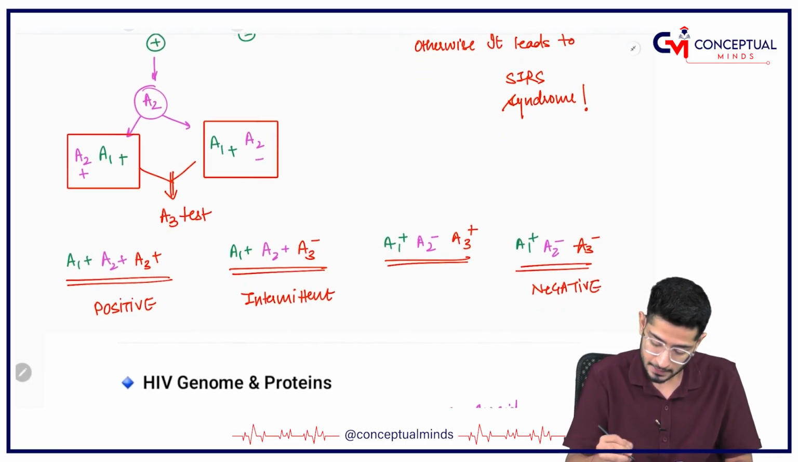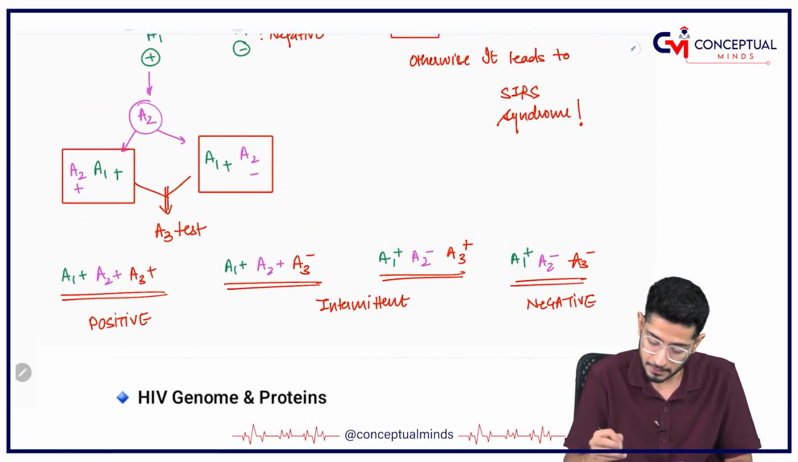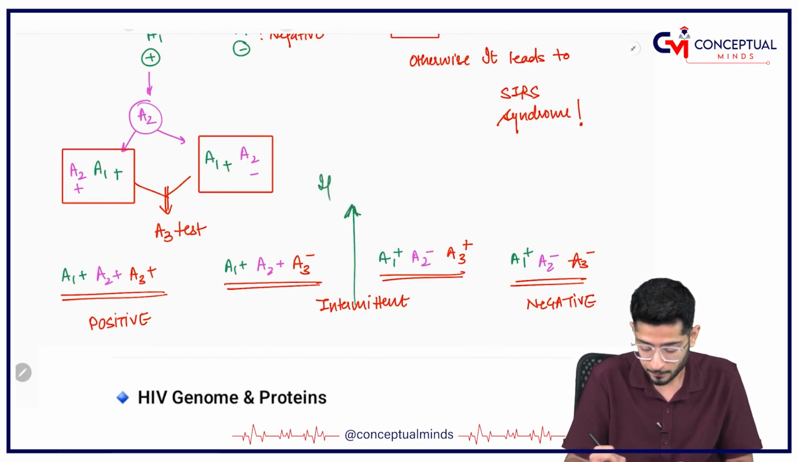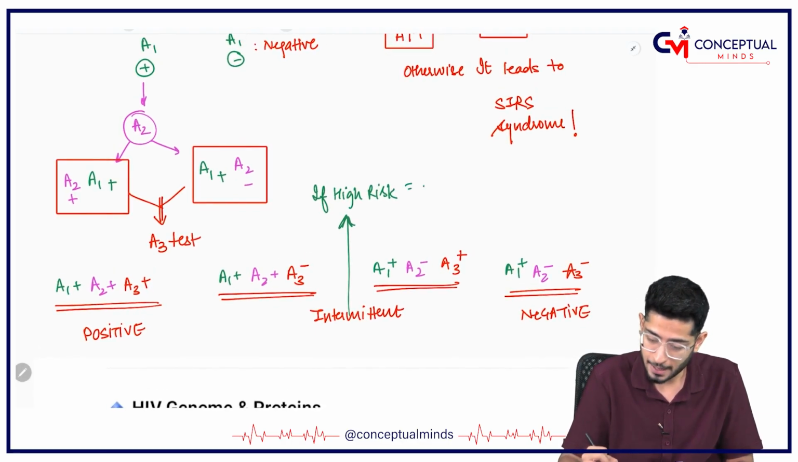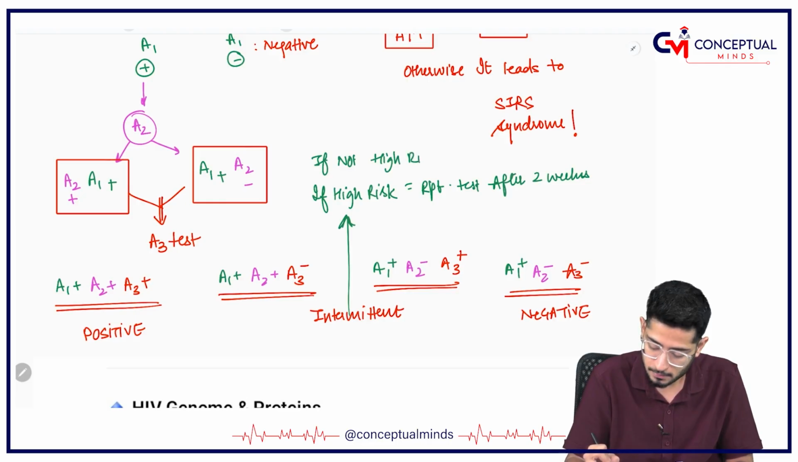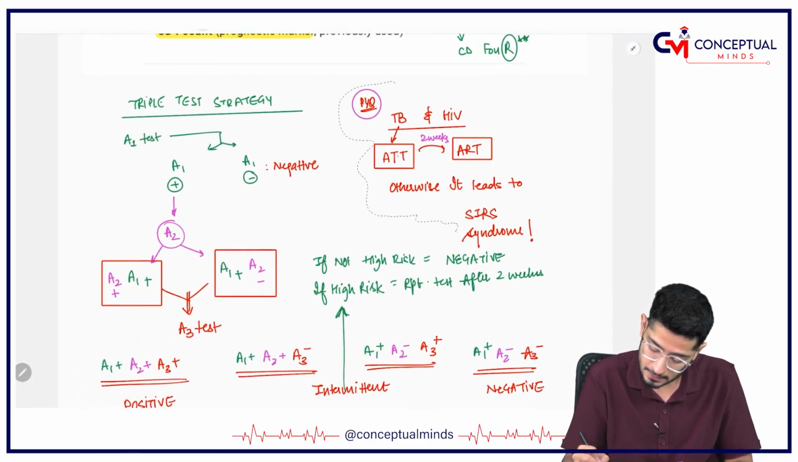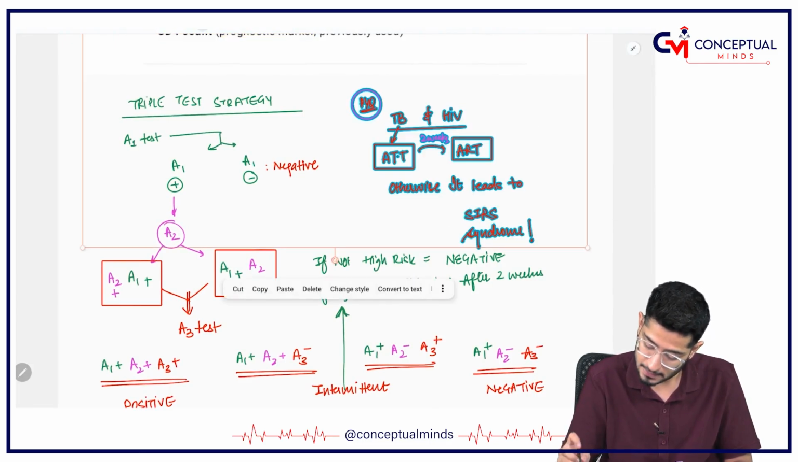Now, like I told you, in both of these cases, the results are intermittent. So what will you do for intermittent cases? These intermittent cases have to be evaluated: if they are high risk, you have to repeat the test after 2 weeks. But if they are not high risk, you consider them negative. Okay, so this is about the triple test. Don't worry, I will discuss the triple test once again with you.